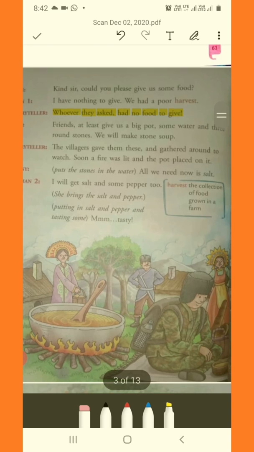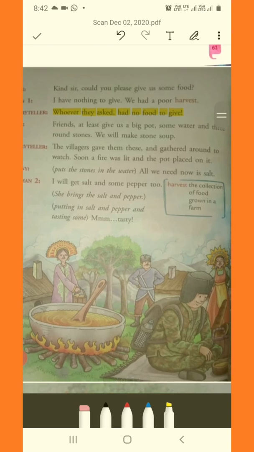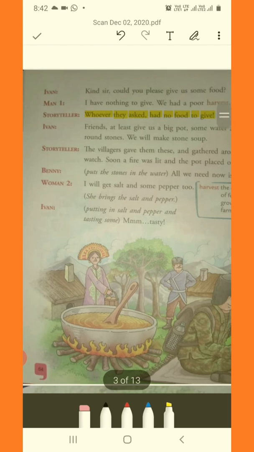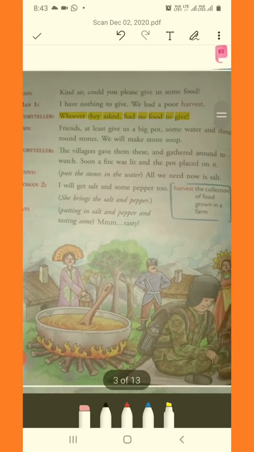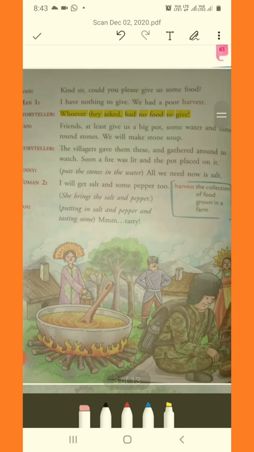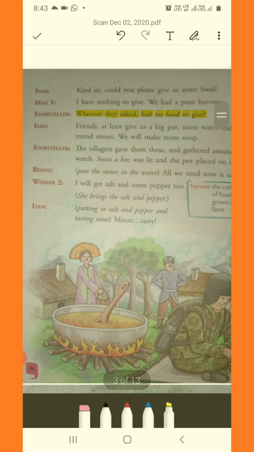All we need now is salt. So Benny said, what do we need now? Only salt is required. Clear. Woman 2 says, I will get salt and some pepper too. So she says, don't worry, I'll give you salt and pepper. So she brings salt and pepper. Now Ivan puts salt and pepper and starts tasting. He says, tasty. Clear. This is done by Ivan.